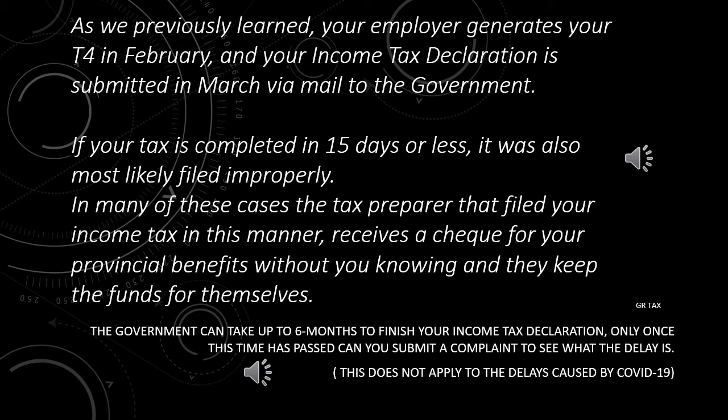The government can take up to 6 months to finish your income tax declaration. Only once this time has passed can you submit a complaint to see what the delay is. This does not apply to delays caused by COVID-19.